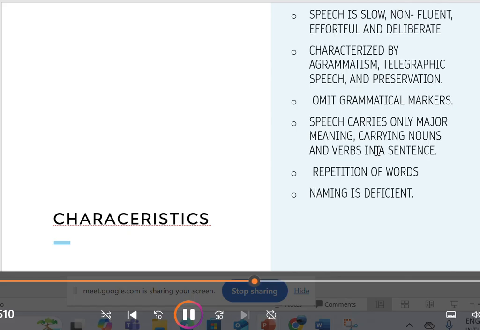The characteristics of Broca's aphasia are that speech is very slow, non-fluent and effortful or deliberate. It is characterized by agrammatism, that is, all the grammatical elements may be deleted. Then telegraphic speech, where the same grammatical elements are deleted and grammatical markers omitted. Speech carries only the major meaning, carrying nouns and verbs in the sentences. That is telegraphic speech. Then repetition of words: certain words or content words will be repeated. This is known as perseveration. That happens in Broca's aphasia. Then naming deficit, anomia, also happens in Broca's aphasia.